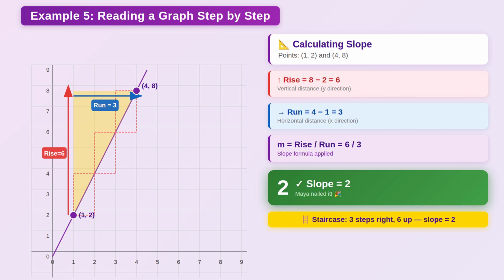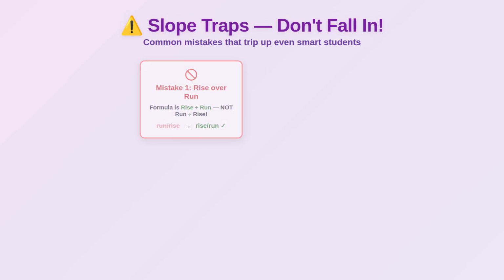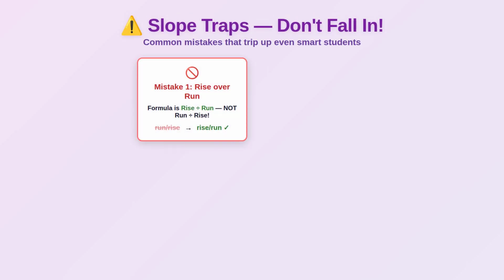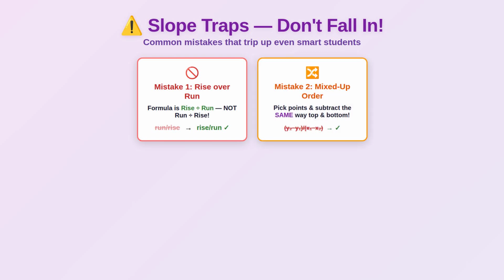That's 4 minus 1 equals 3 squares right. Run equals 3. Slope equals rise over run equals 6 over 3, which simplifies to 2. Slope equals 2. Maya traces the staircase right on the graph and nails it. Look at her go! Before we wrap up, let's talk about the traps that trip up even smart students.